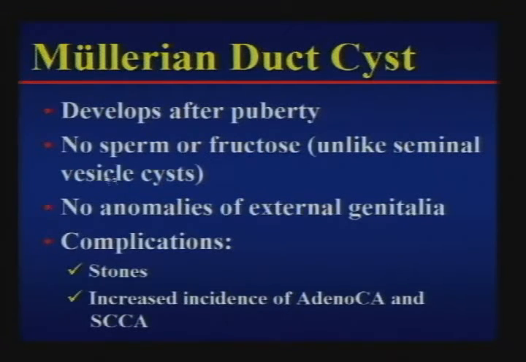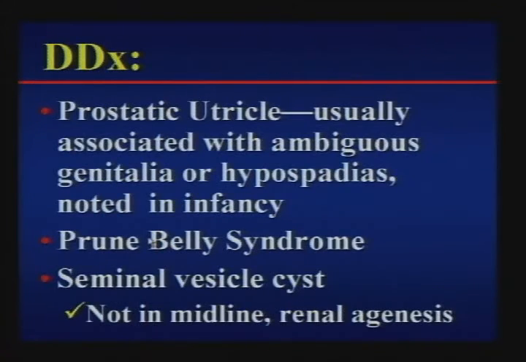There is no sperm or fructose in them, which is unlike seminal vesicle cysts, and there are no anomalies of the external genitalia, which is what you may see with the prostatic utricle. Complications, though, remember stones, or a small but significant, and should be mentioned, increased incidence of adenocarcinoma and squamous cell carcinoma. When it's a large utricle in particular, there's a grading system for prostatic utricles that's more than you need to know.